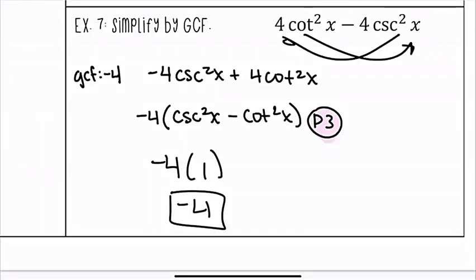The way we got that, and you might have done this in swapped order, you might have taken out the 4 first and then had to take out another -1. That'll give you the same thing. You should end up with -4 no matter what. What I did here was I looked and said, well, we have a minus sign, so I must do a P1, P2, or P3. And then I saw we had cotangent and cosecant squared. That takes us to P3.